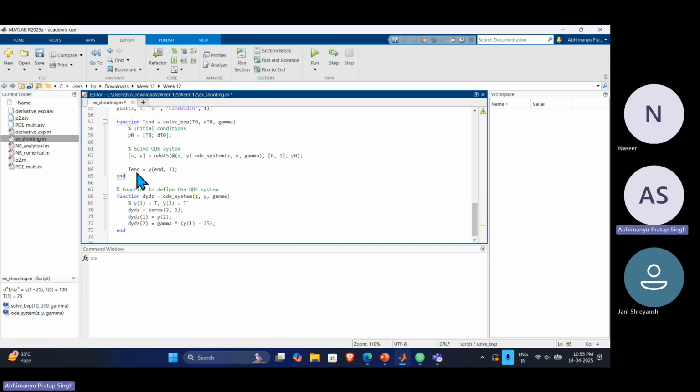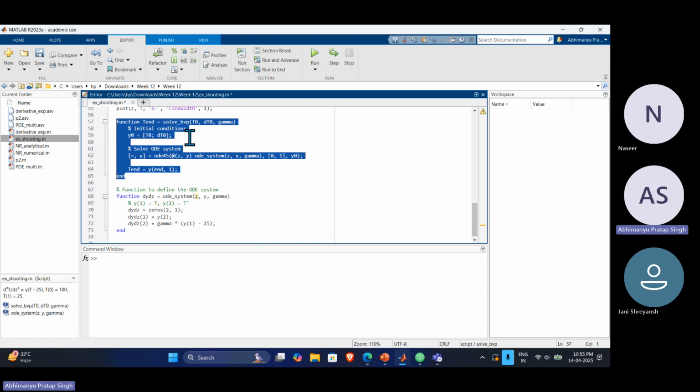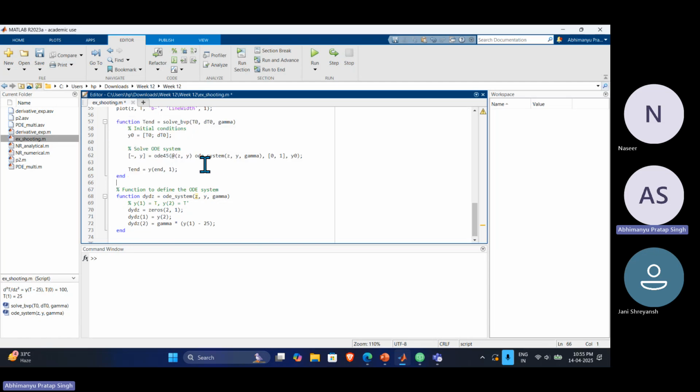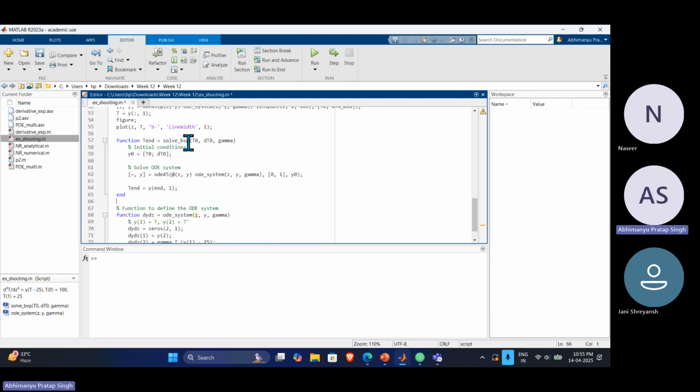And the other function is the solution of the ODE using ODE45. This function takes as input two things: the boundary condition at z equal to 0, and the derivative at z equal to 0. Using these as initial conditions, I solve the ODE system using ODE45, and then I return the temperature at the z equal to 1 boundary.